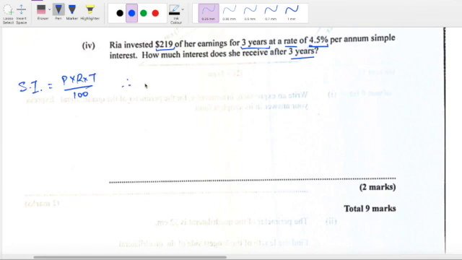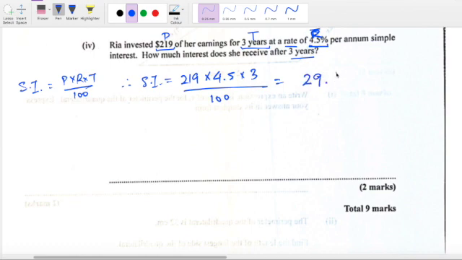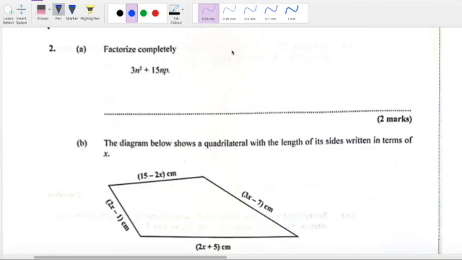And therefore the simple interest would be the principal. This is principal. This is the rate. This is the time. We leave the time in years. This is the rate, 4.5%. So principal 219 times rate 4.5 times 3 all over 100. And she will actually get an interest of $29.57.